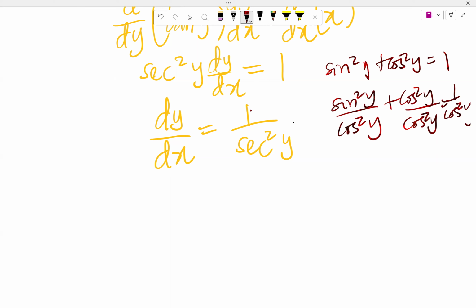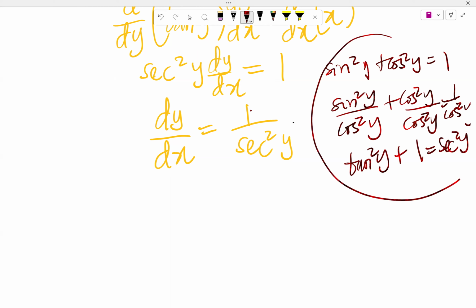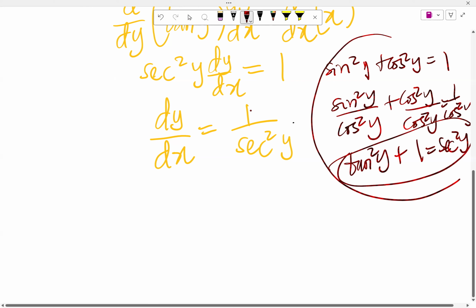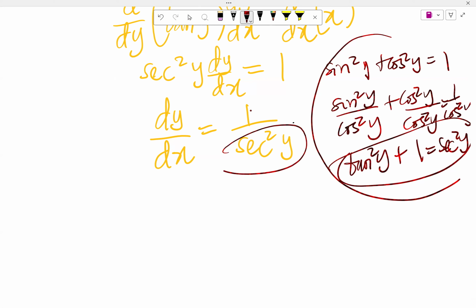So sine over cos is tan. So sine squared y over cos squared y is simply tan squared y, plus cos squared y over cos squared y is 1. Then 1 over cos squared y is sec squared y. Can you see why I came here? We have this expression that tan squared y plus 1 is sec squared y. And then you have sec squared y here.